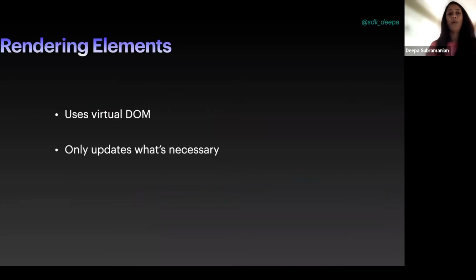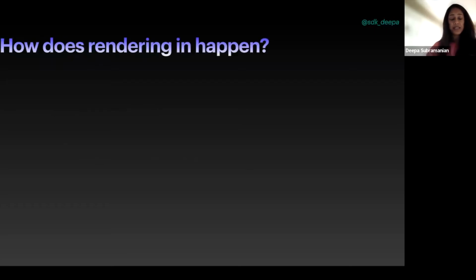So now, how does React render elements? How does it render and show it on the UI? It uses something called the virtual DOM. So what does the virtual DOM do? It updates only what's necessary and when it is necessary. So how does this rendering happen? There's something called the ReactDOM.render method, where I'm going to show you this code sandbox so that it will help you understand.